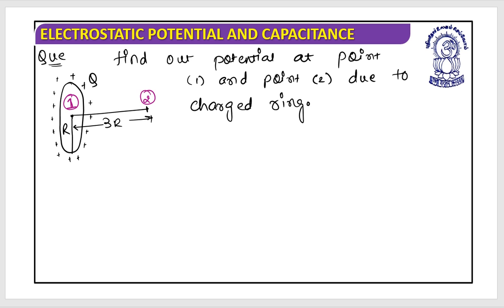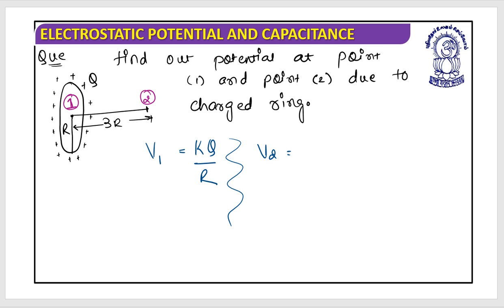Do you remember the formula? Can you do this? Yes, I'm sure. You must do this. V1, what would it be? It would be kQ by R. Yes, simply that. Now, what would be the next?